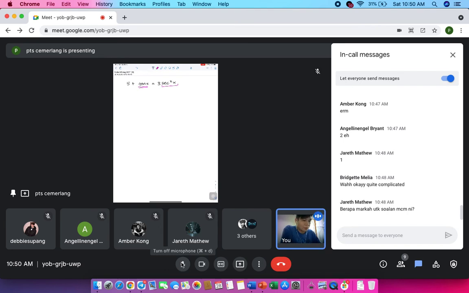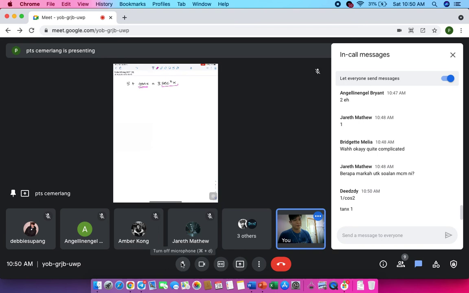Secant square tukar jadi apa? You can refer to your basic identities. Secant square is equals to what? 1 over cos square. I want to change to become tangent. I want to do something with tangent. Tangent square x plus 1.